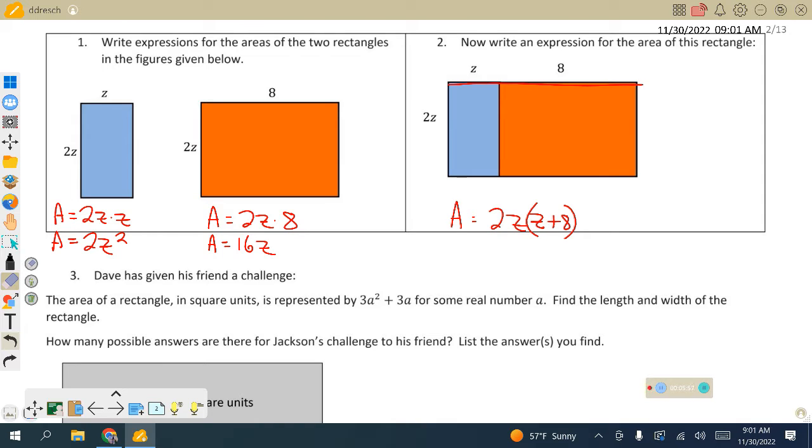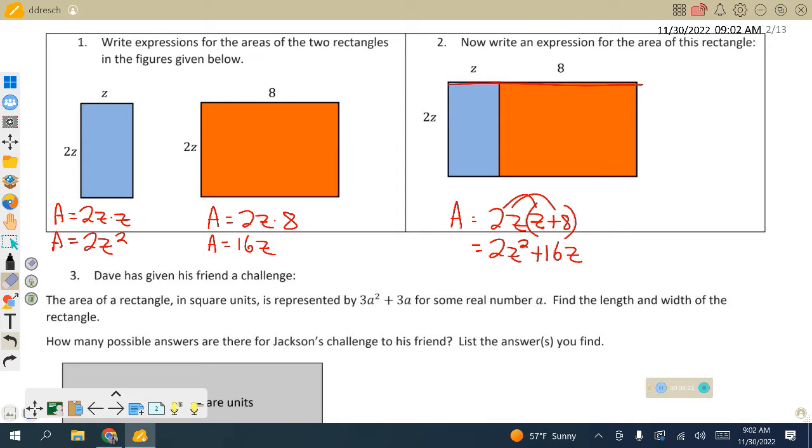That is, again, one of our keys as we work through here. Now distribute. Okay, we just did that with the warm-up, right? Take that, multiply it on through, and we end up with 2z squared, right, plus 16z.